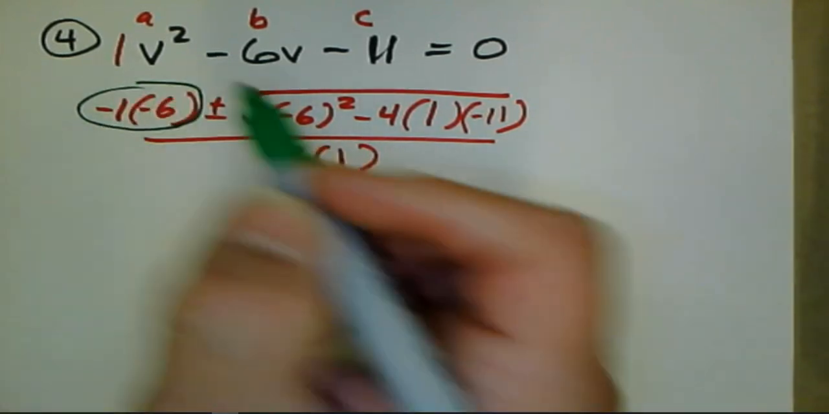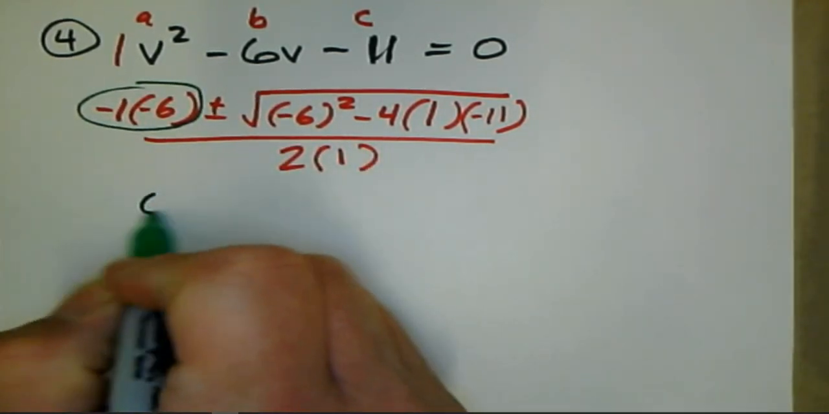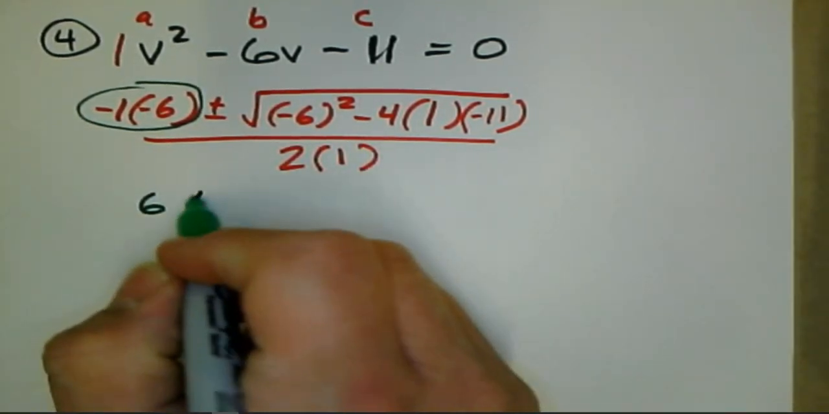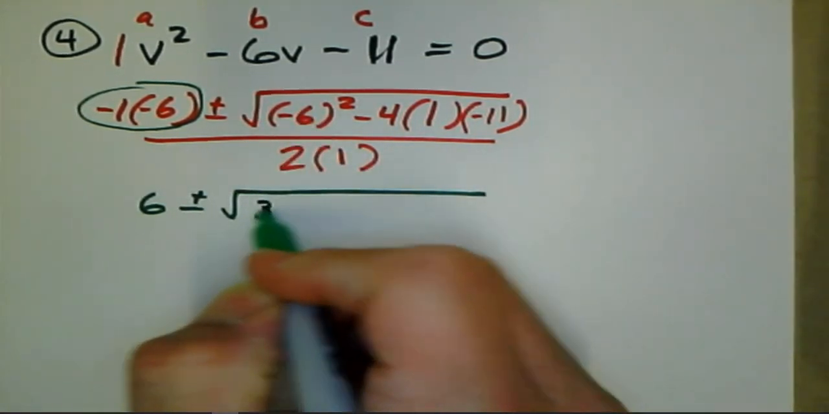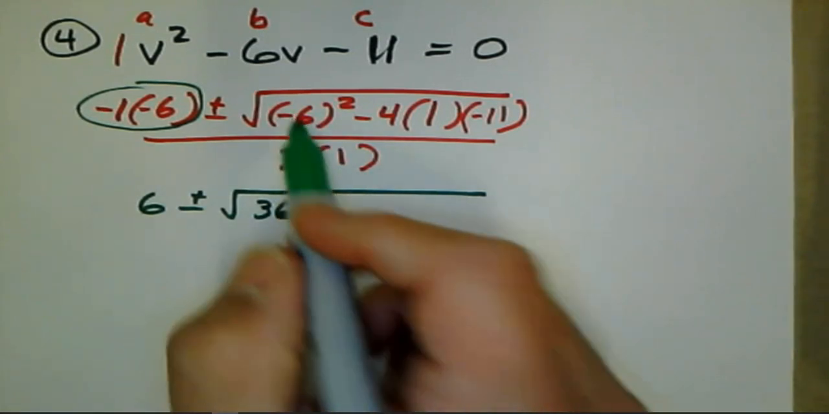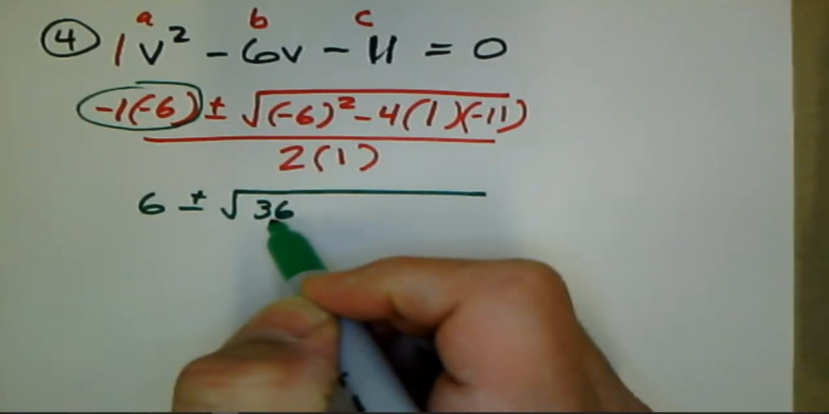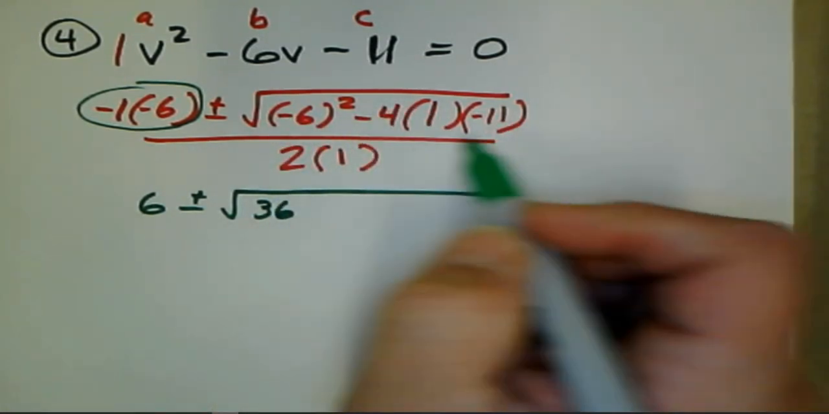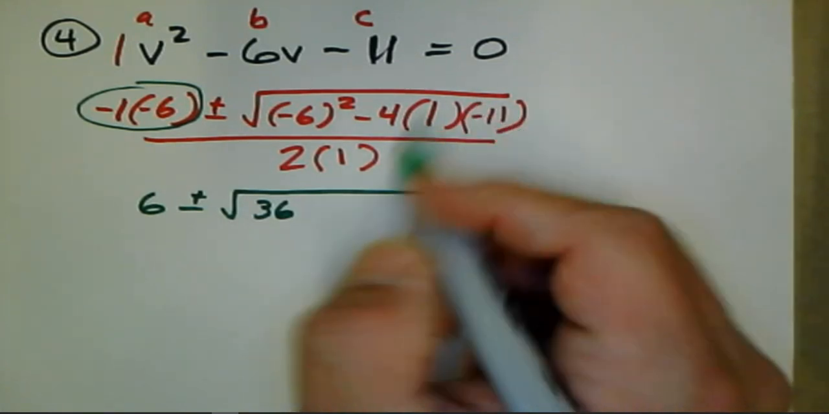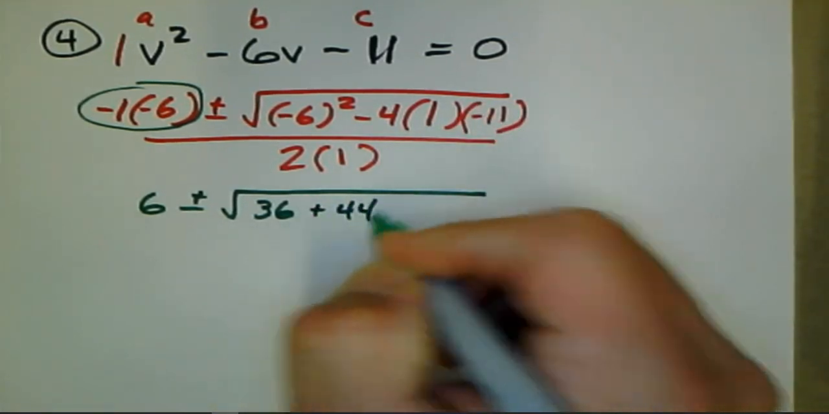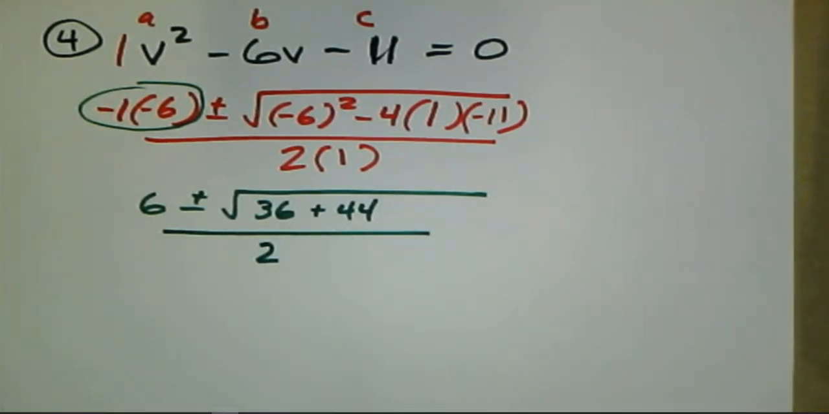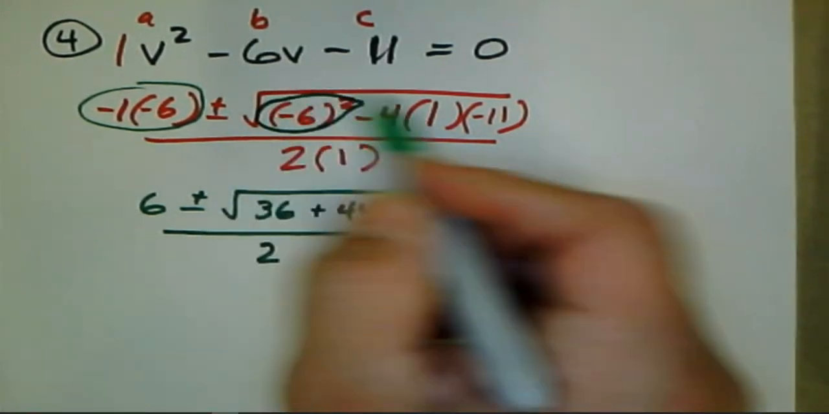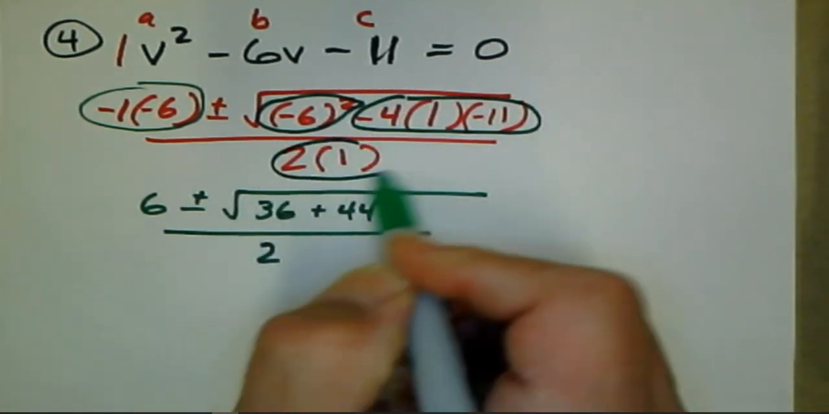So do this part. Negative 1 times negative 6, 6, right? 6 squared, which 6 times 6 is 36. Never, ever will it be a negative number. Negative 4 times 1 is negative 4. Negative 4 times negative 11 is positive 44. 2 times 1 is 2. So we did that. We did all of this. We did that.